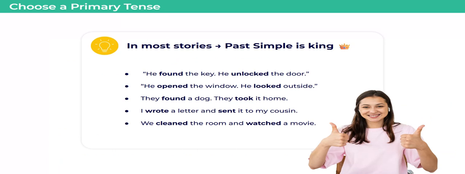They found a dog. They took it home. I wrote a letter and sent it to my cousin. We cleaned the room and watched a movie. So in most stories, narration uses the past simple. It is king for our storytelling purposes.